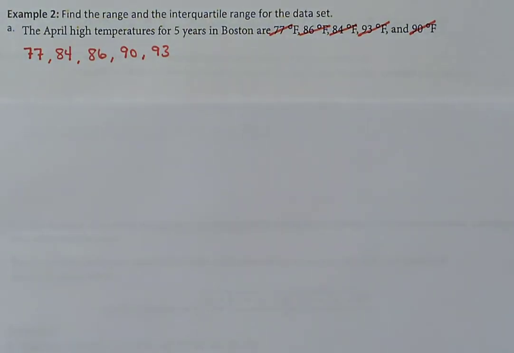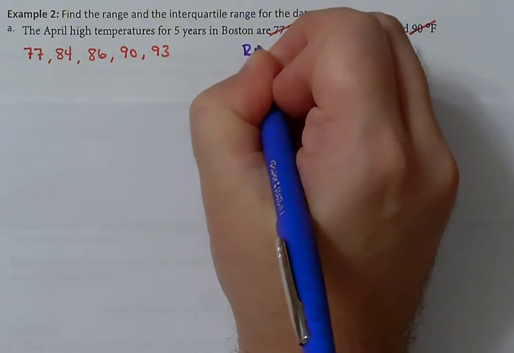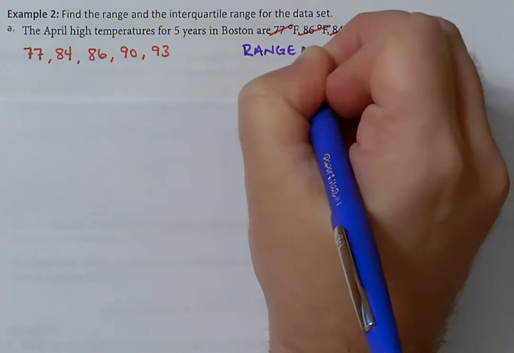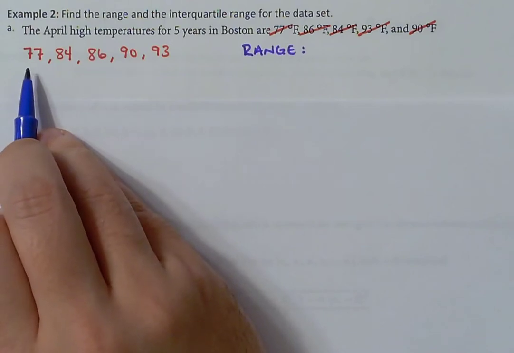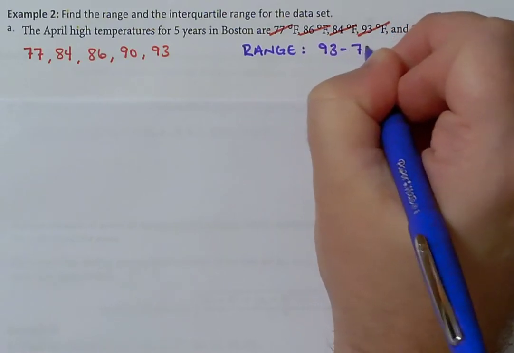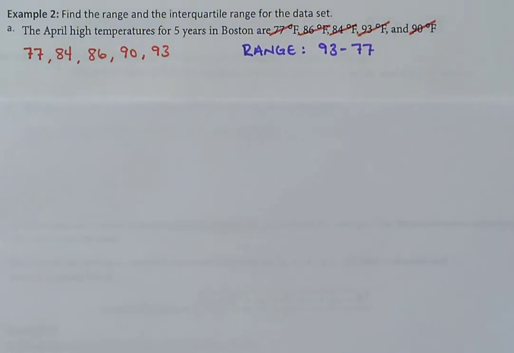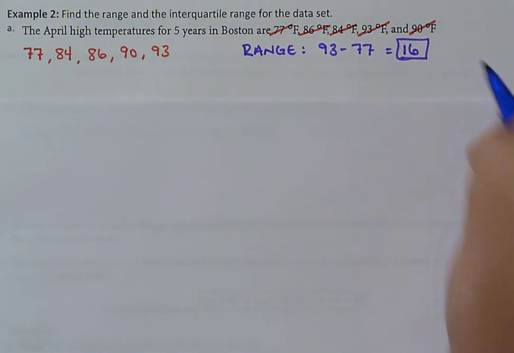And then the first thing that we want to do is go through and determine our range. To figure out your range, what you're going to do is take your largest number and subtract it by your smallest number. So our largest number in this case is going to be 93, and our smallest number is 77. So we're going to do 93 minus 77, and if we use our calculator, 93 minus 77 is going to give us 16. So the range for this data set is 16.